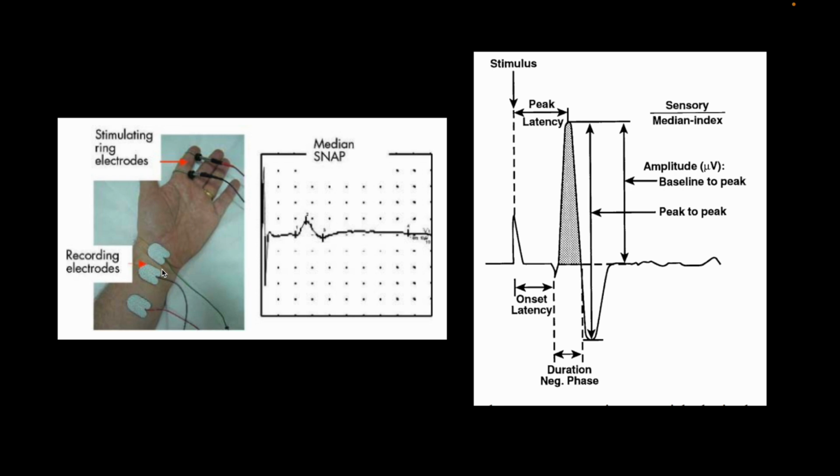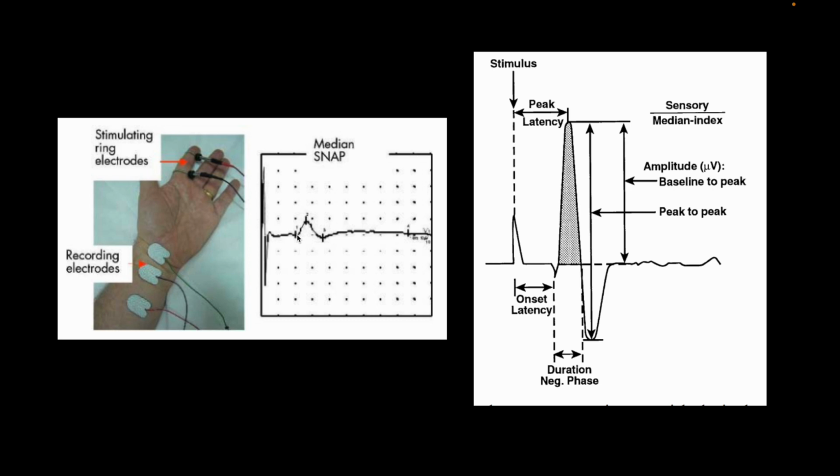So what we get over here, these are the recording electrodes. This is the stimulating electrode. You are stimulating from here and you are recording here. So stimulus is coming from this nerve and you are recording it over the median nerve. So once you give a stimulus, this is the stimulus.